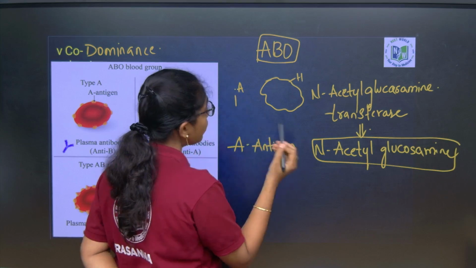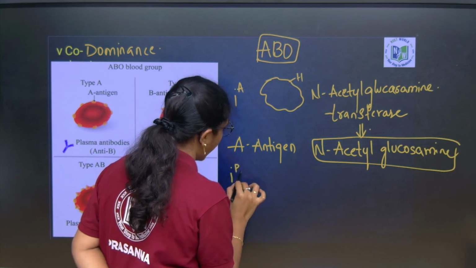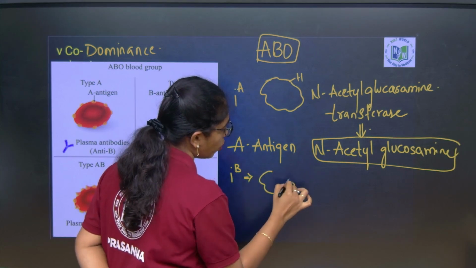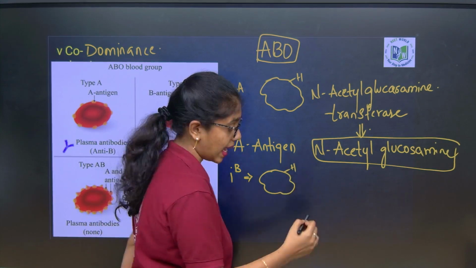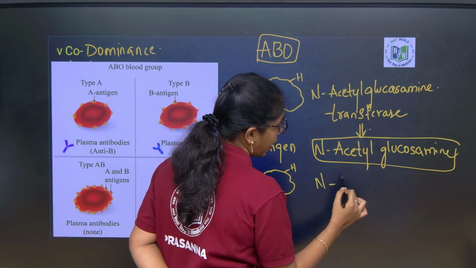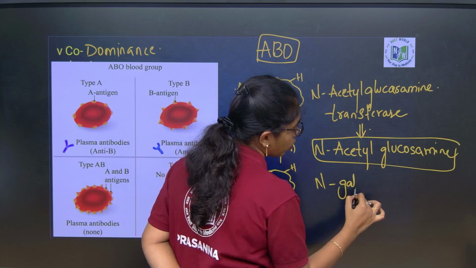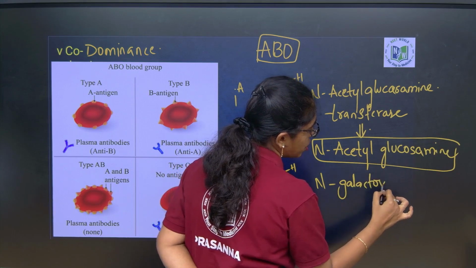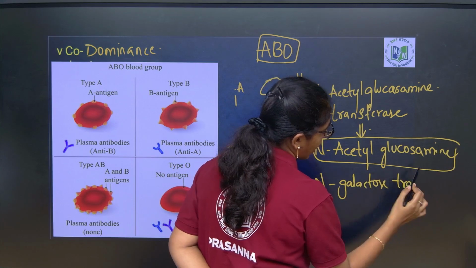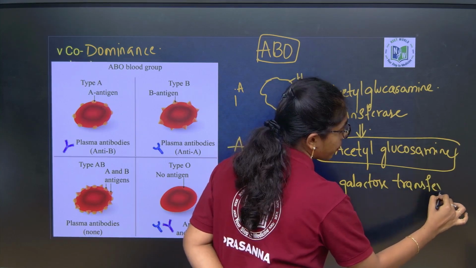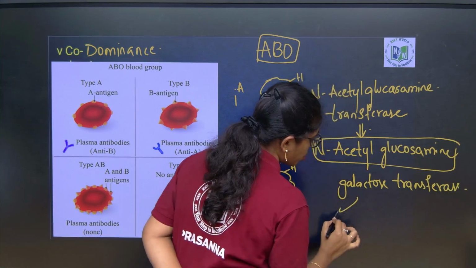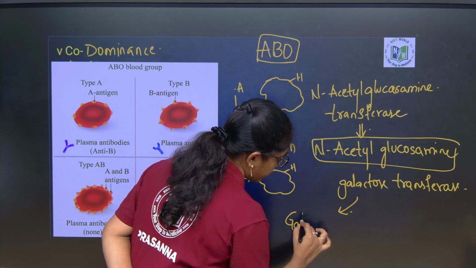Then when it comes to the IB blood group, over the RBC you have the H antigen, which codes for the enzyme N-galactose transferase, which codes for the sugar galactosamine.